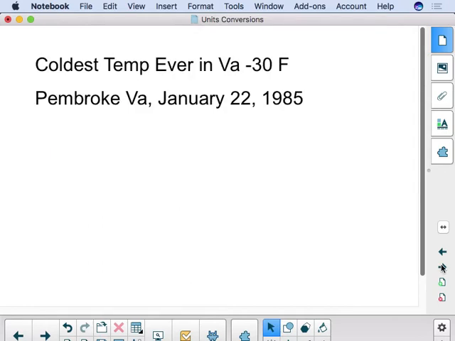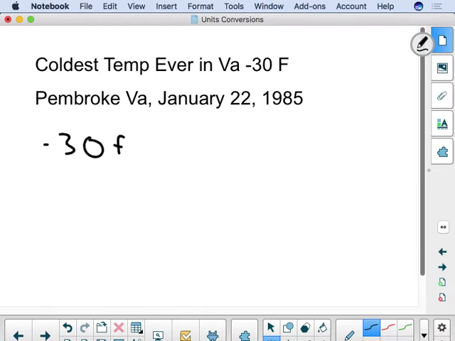The coldest temperature ever in Virginia is negative 30 Fahrenheit. Turn that into Celsius. Go. Calculator. You clear it, it goes away. Okay, 3.6 equals 3.6 Celsius. No, that would be over freezing. Right. And that's minus.